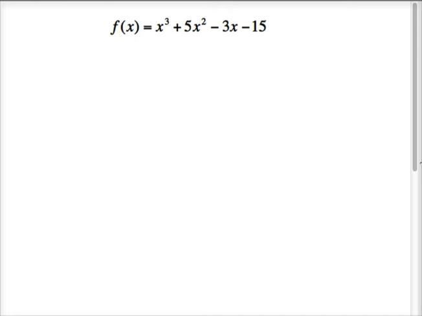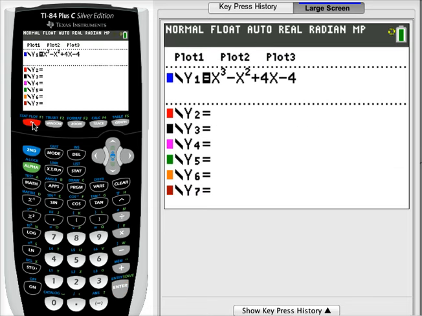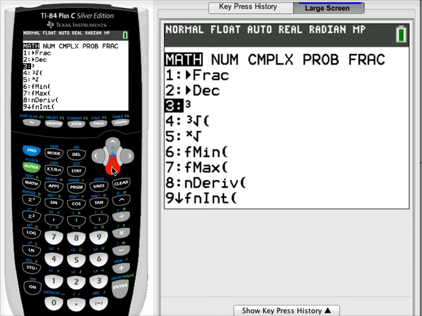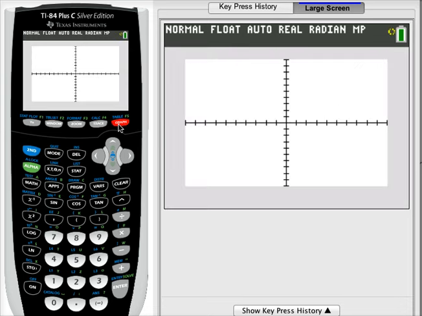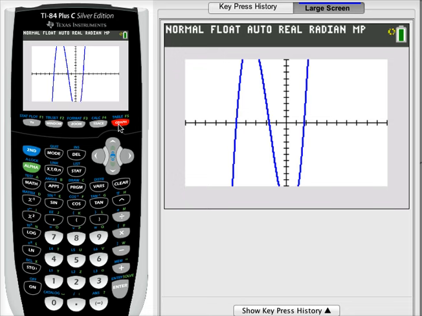So I'm going to type that into my calculator now to see what 0 I can see. All right, so go back to y equals x cubed plus 5x squared minus 3x minus 15. And I'm going to graph it. All right, so here I see it crossing in 3 places.